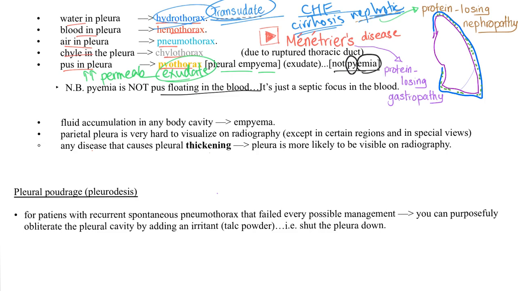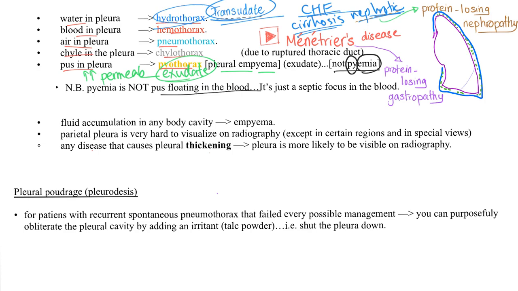Stop! This is stupid. It doesn't happen. It doesn't exist. You can read the whole entire book of Harrison's or Robbins or whatever, and there is no such thing as pus inside the blood. So here is a challenge for you. Show me a patient with pus floating in the blood and I will give you $100. It doesn't exist. But please don't aspirate pus from an abscess of a patient and then inject it into his vein.